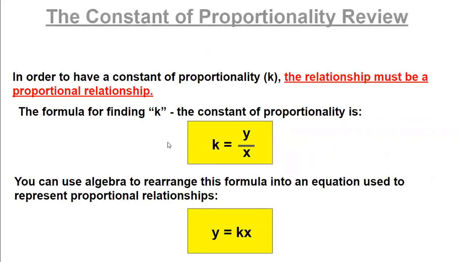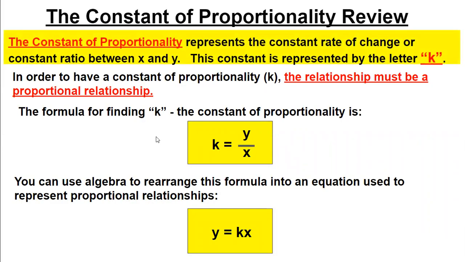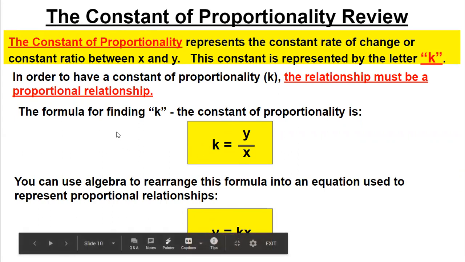Okay, welcome back. This is just a review of the last slide there, the constant of proportionality. Remember what that was? That's K, right? That represents the rate of change or constant ratio between Y and X, or X and Y. In order to have a constant of proportionality, the relationship must be proportional. There's your formula: K equals Y divided by X. And then you can rearrange it to be Y equals KX. That's the equation form. That was just a review. You could go back and watch 4.2 if you need a better review.